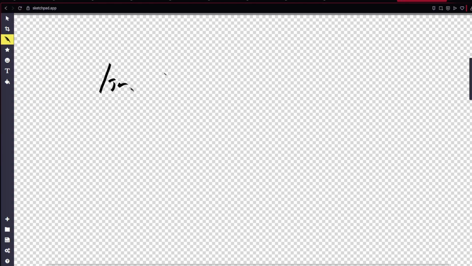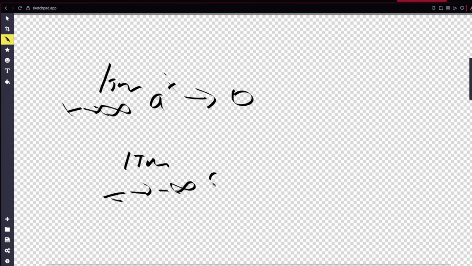And likewise, the limit as x approaches infinity of a to the x goes to 0, and the limit as x approaches negative infinity of a to the x is equal to infinity if a is less than 1 and greater than 0. Logic there. I don't even know why we go over this.